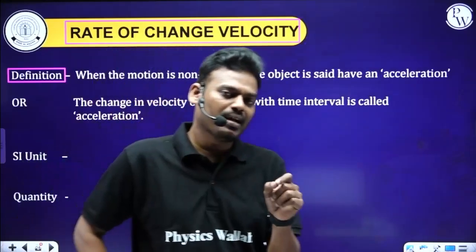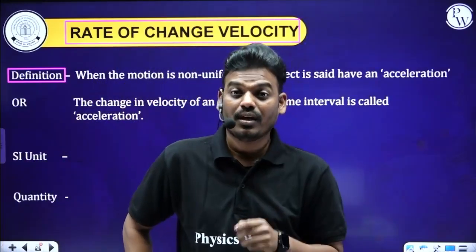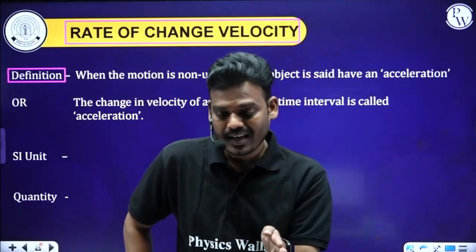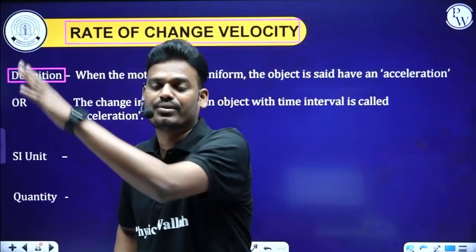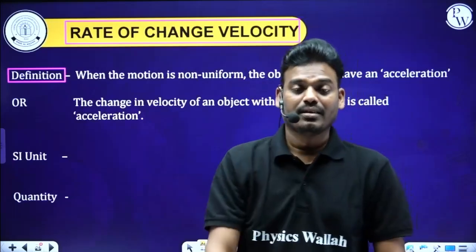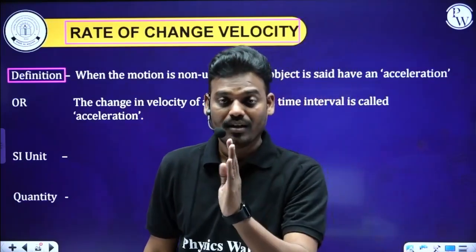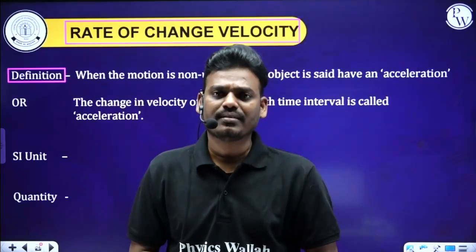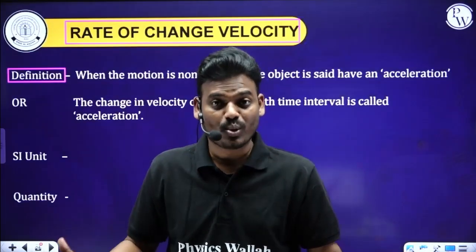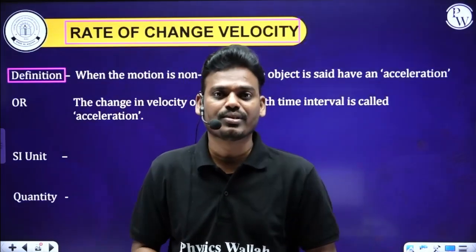Sir, what if we consider uniform motion? Uniform motion means the body covers equal distance in an equal interval of time in a particular direction. The direction is the same, and the distance covered is equal in an equal interval of time. There is no change in velocity, which means there is no acceleration.